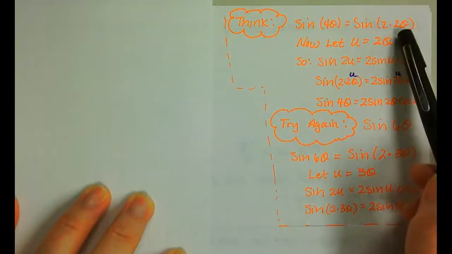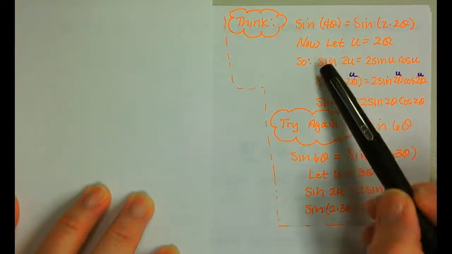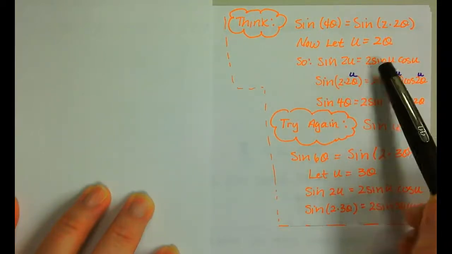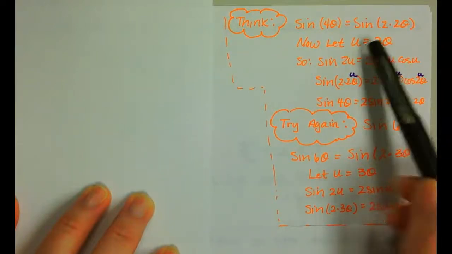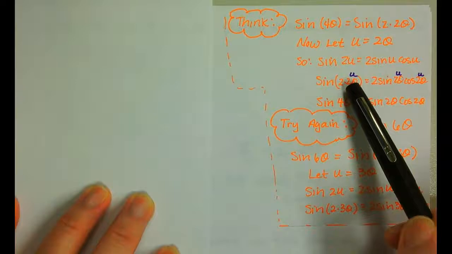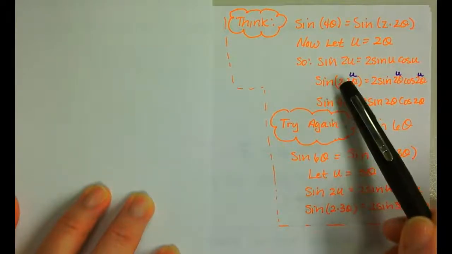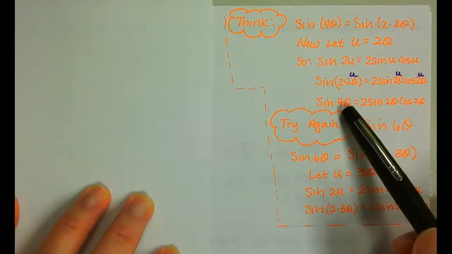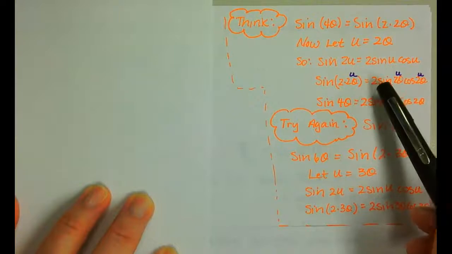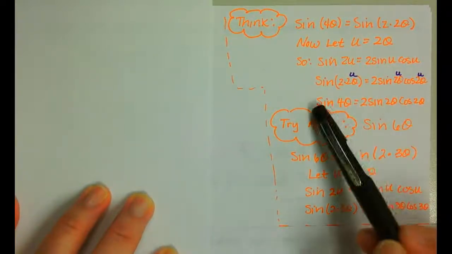In other words, I'm going to replace 2 theta with a u so I can figure this out, and then I'll plug the 2 theta back in at the end. So if I use my identity, sine of 2u equals 2 sine u cosine u. Now remember I said my u was 2 theta, so everywhere there's a u, I'm going to replace it with 2 theta. So what I have here is 2 times 2 theta, which is 4 theta. Here I have 2 sine 2 theta cosine 2 theta. And that's the identity that I can use for sine of 4 theta.